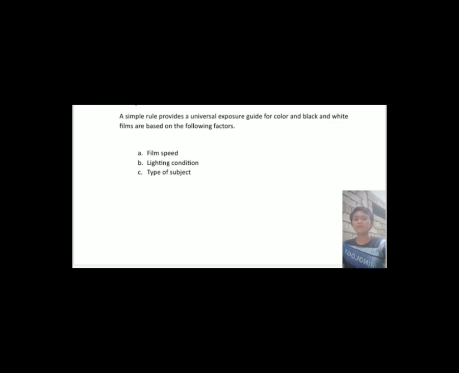So here are some simple rules that provide a universal exposure guide for color and black and white films, based on the following factors. So we have film speed. It indicates how light-sensitive the film is, and it also lets your camera or light meter get a good exposure and quality of light.